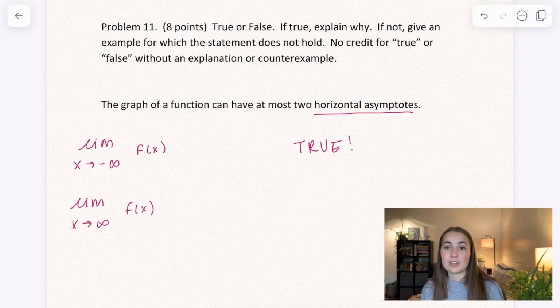Like I said earlier, we have 2 horizontal asymptotes if these 2 limits are different numbers. We have 1 horizontal asymptote if these 2 are the same number, and we have 0 horizontal asymptotes when these are equal to infinity. Like it says, you need to give an explanation. If you wanted to explain yourself, you could write out what I just said. You could do the limits right here that I have written out. Whatever you're thinking, you could write out, but our answer is going to be true.